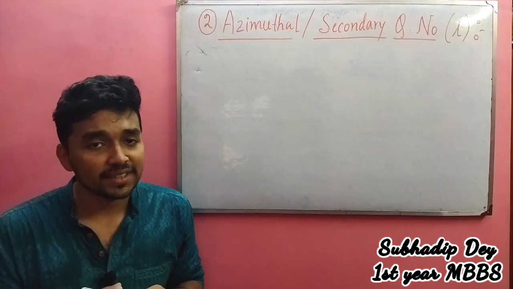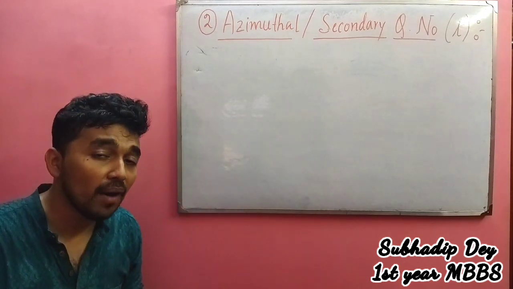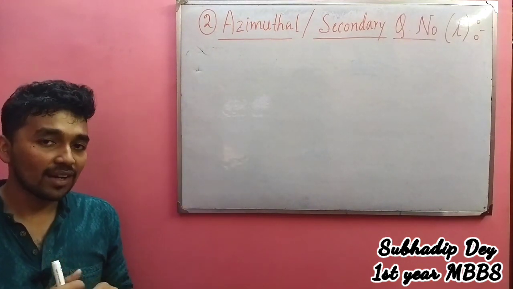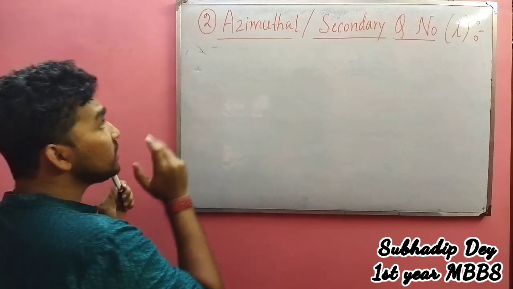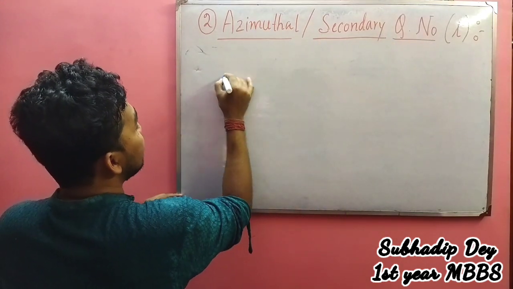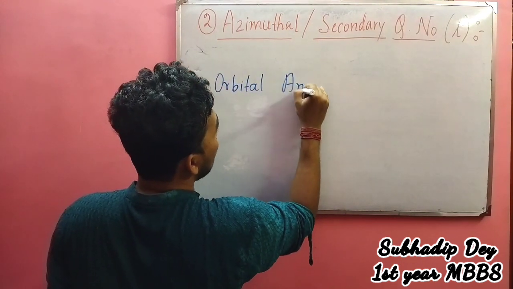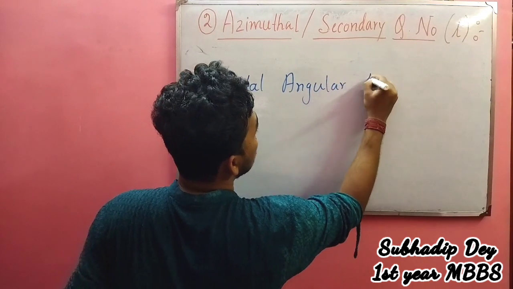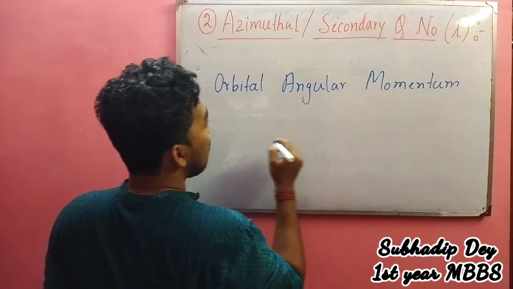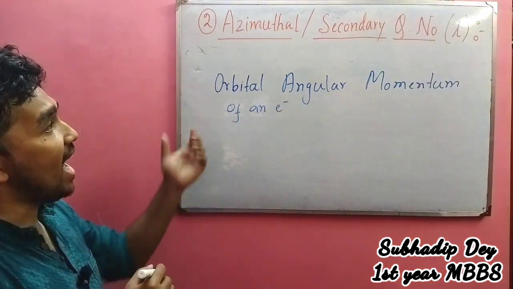As you all know, from the idea of principal quantum number we have got the angular momentum of an electron. Just like that, from the idea of azimuthal quantum number we can calculate the orbital angular momentum. So we can calculate the orbital angular momentum of an electron from the azimuthal quantum number.